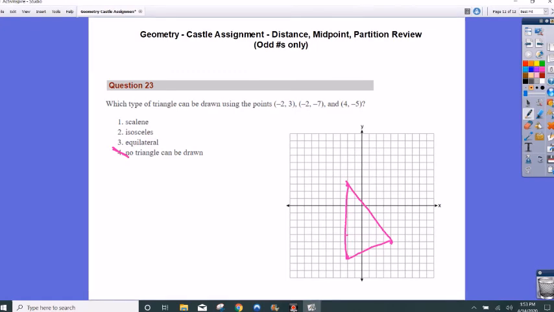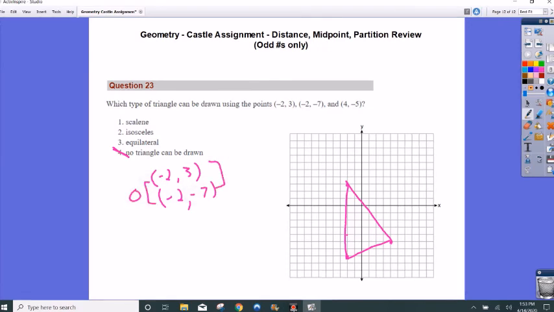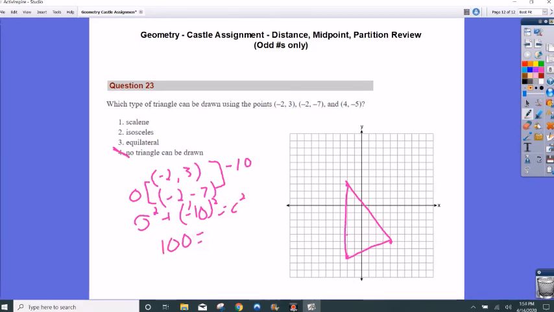Now, just by looks, my guess would be isosceles because it looks like it has 2 sides that are pretty much the same length. But let's find out for sure. So (-2, 3), (-2, -7). Distance of 0. Distance down 10. So 0 squared plus -10 squared is c squared, so that's 100 equals c squared. So this side is 10.